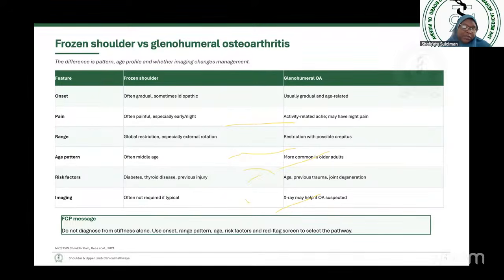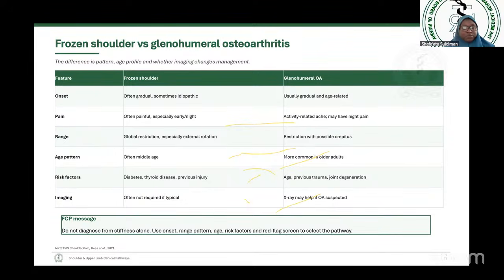As for age pattern, it is often middle age for frozen shoulder, and more common in older adults in the case of glenohumeral osteoarthritis. There are also other risk factors: diabetes, thyroid diseases, and previous injury in the case of frozen shoulder. Whereas in the case of glenohumeral osteoarthritis, the risk factors are age, previous trauma, and joint degeneration.